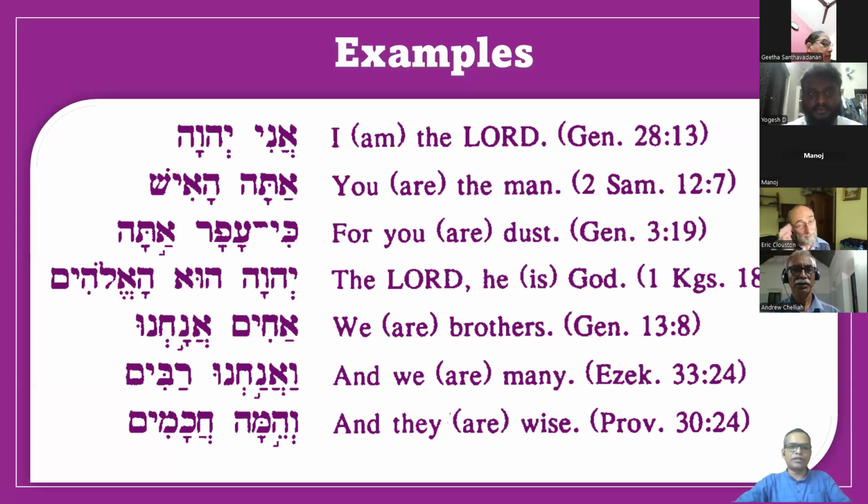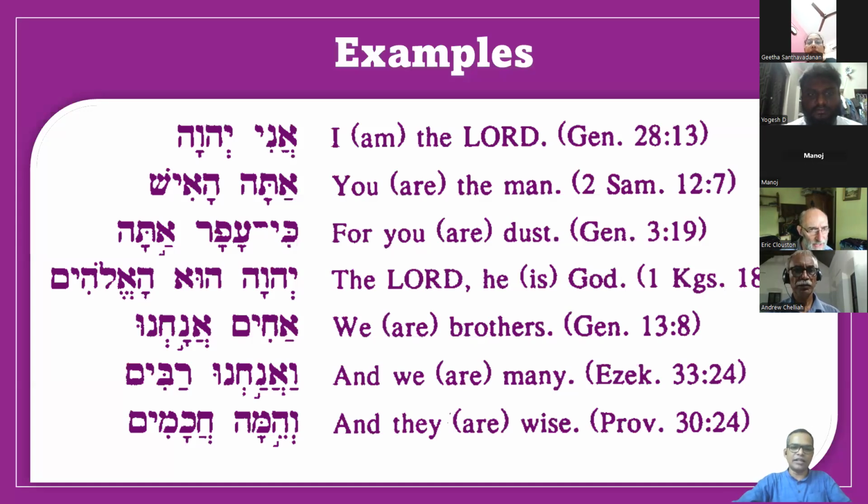Again, if you see here, Atah is you, ha-ish is the man. So you, the man. But we are supplying the verb to be there again. So you are the man. So the point here is that whenever the independent personal pronouns are added, that doesn't mean that the verb to be comes along with it. No, we have to insert that.